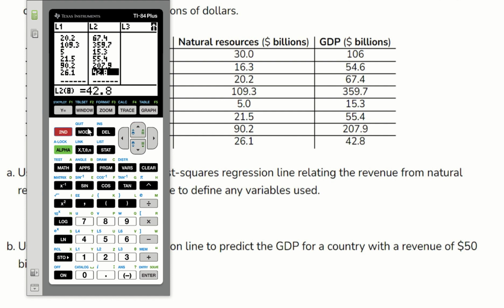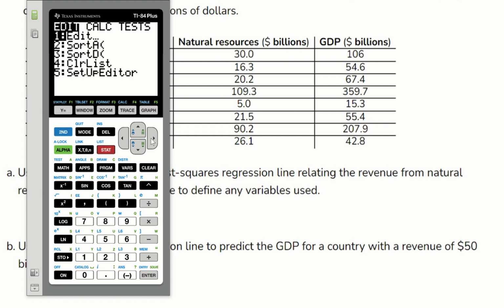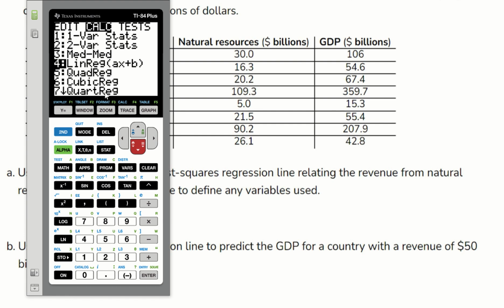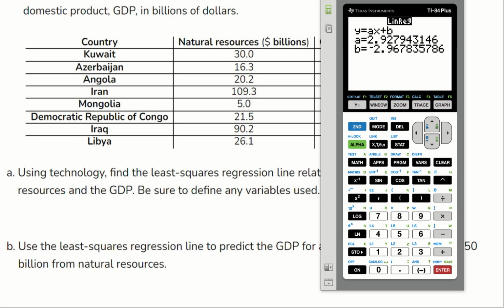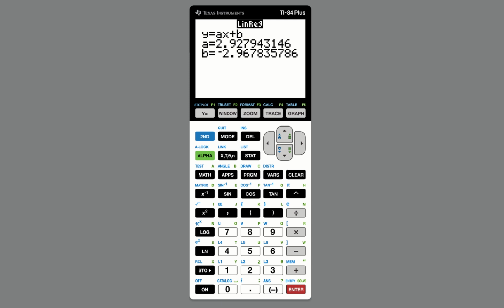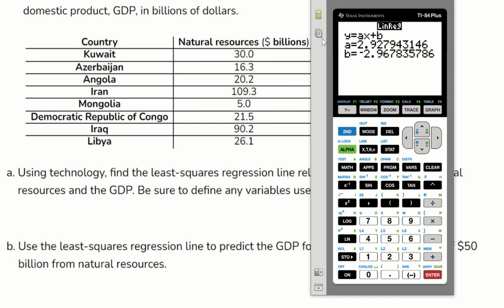So now we're going to quit out of this. We're going to go to stat. We're going to go to calculate. We're going to go to linear regression, number 4. L1 is X and L2 is Y. So we're good here. Just go down to calculate. All right, so now we got our y hat, x hat. So let me put this over here so we can write down our values.